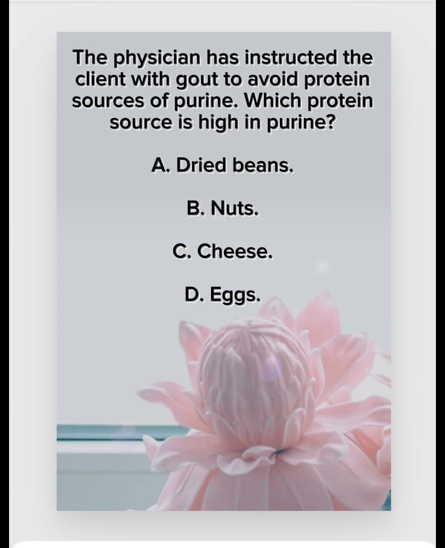The physician has instructed the client with gout to avoid protein sources of purine. Which protein source is high in purine? A. Dried beans. B. Swiss cheese. C. Cheese. D. Eggs. The right option is A.